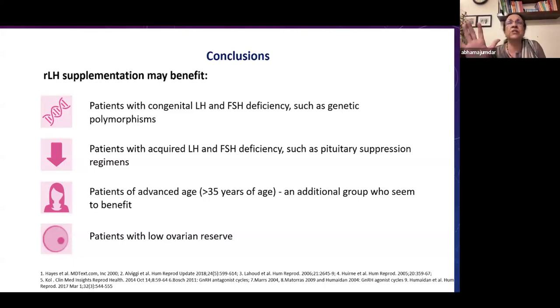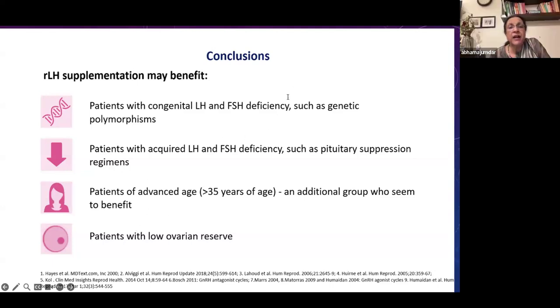That is what I would summarize everything. In agonist and antagonist cycles, if they are normal, not advanced stage and not low reserve patients, they don't need any addition of LH. Is it enough to summarize? Is it understandable? Yes, ma'am.